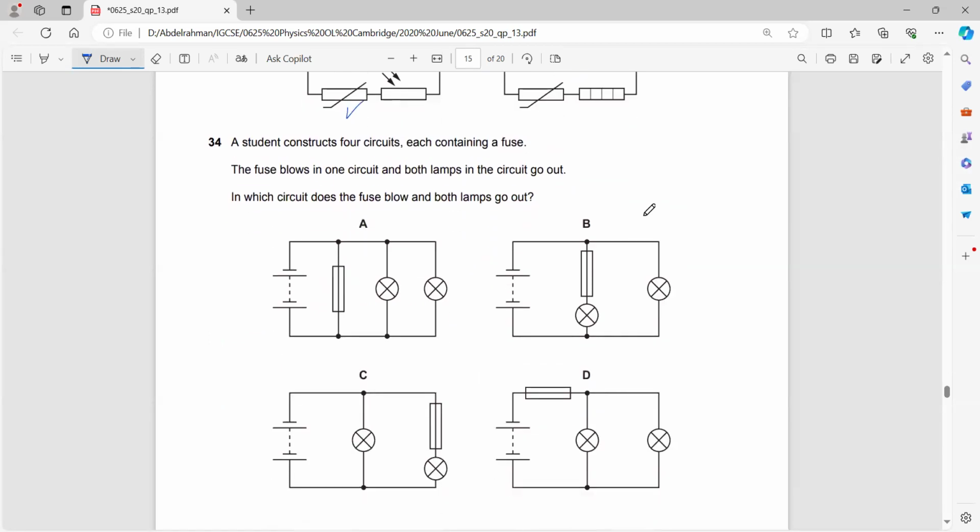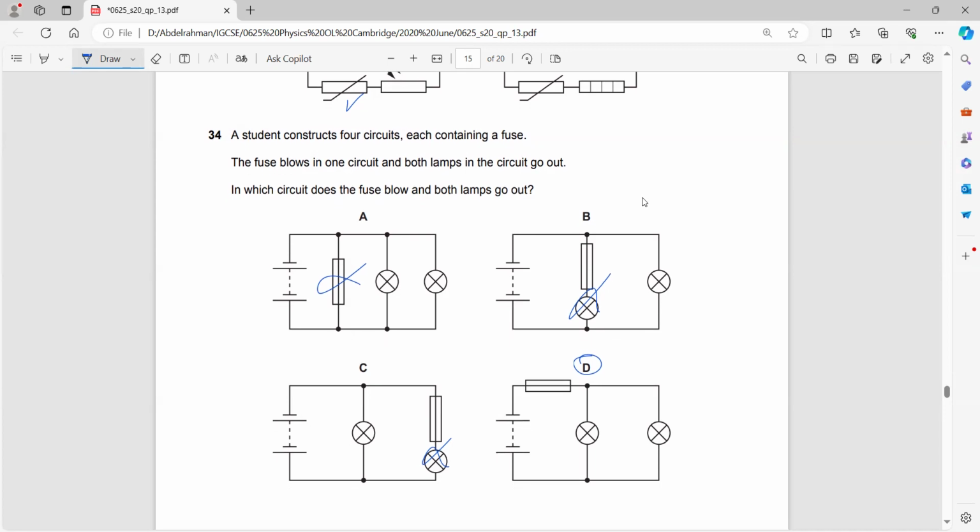In which circuit does the fuse blow and both lamps go out? D. This D is correct. In C, only one lamp will go out. In B, only one lamp will go out. In A, none of the lamps would go out. And actually, in A, it wouldn't even blow. So it is D.